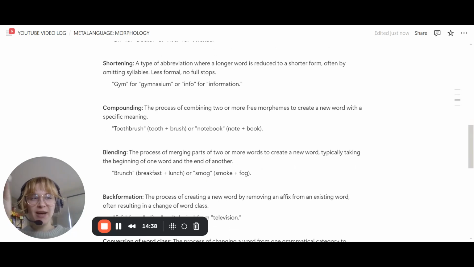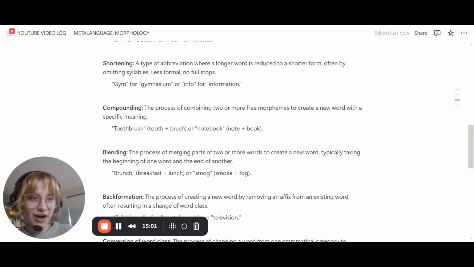Compounding. So compounding, it's nice to kind of know what this word means because it comes up again in syntax later, but you're taking two or more free morphemes. So they can stand on their own, they are equally weighted, but you just put them together without changing them to create a new word, like toothbrush, friendship, notebook.